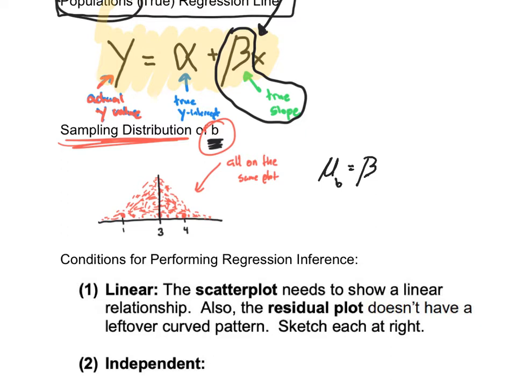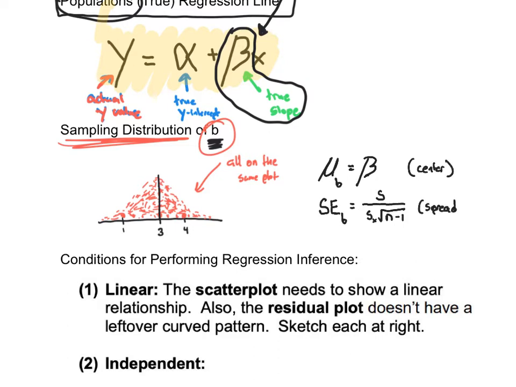The standard deviation, which in this case we call the standard error of b, is going to be equal to, here's a little formula, it's on your formula sheet, the standard deviation of the residuals divided by the standard deviation of just the x values times the square root of n minus 1. We're not going to do that calculation very often, but we should know that. So we call this the center. We call this the spread.